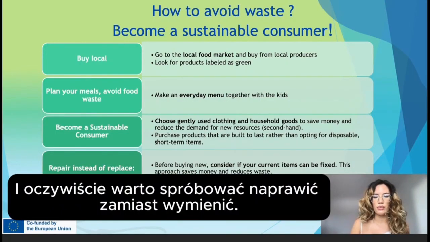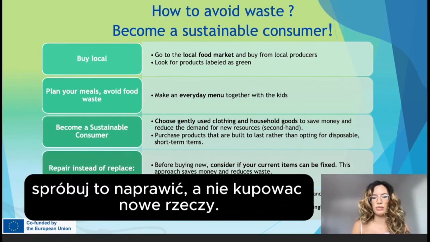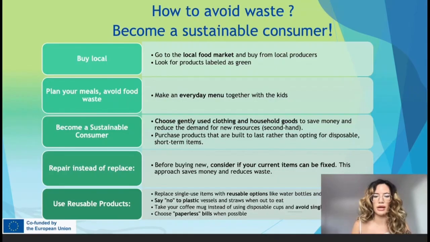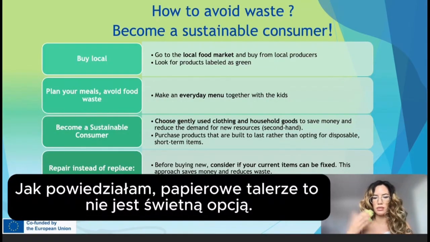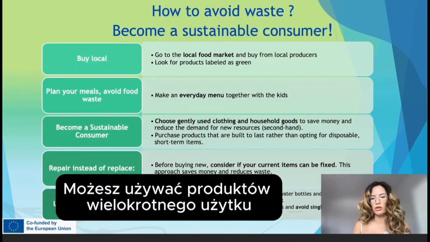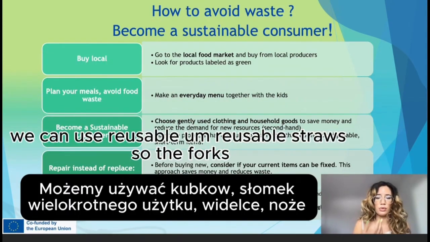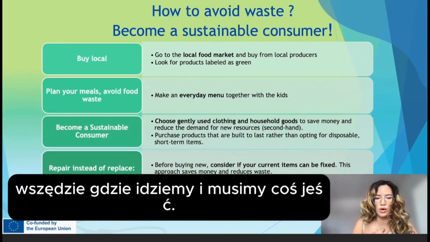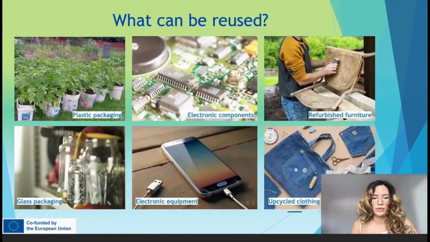And of course, to try to repair instead of replace. So if something gets broken, try to fix it before you need to buy and throw away the old item and buy a new one. And of course, to use reusable products. As I've said, the paper plates are not a great option. You can use reusable products in very, very many places, especially connected to food. So we can use the mugs, we can use reusable straws, the forks, the knives. Everywhere we go and we have to eat, we have to opt for these options to generate less waste.